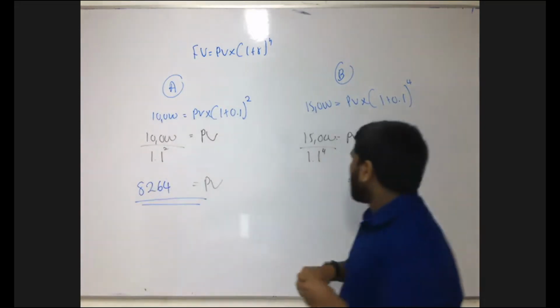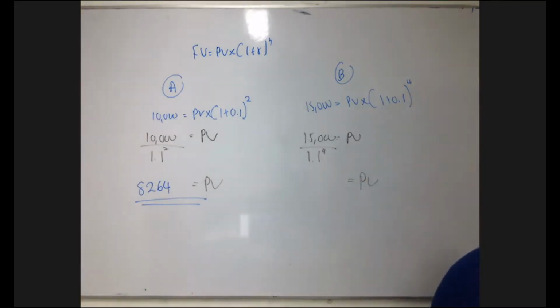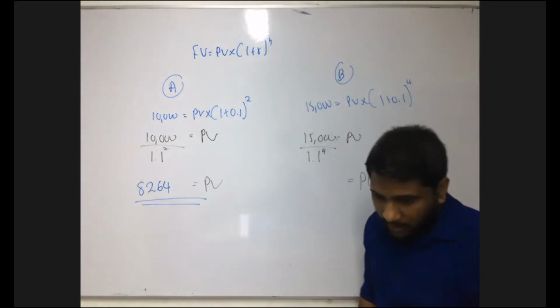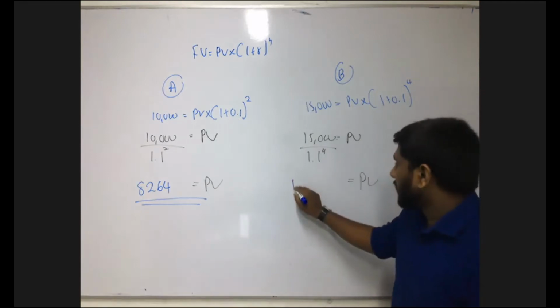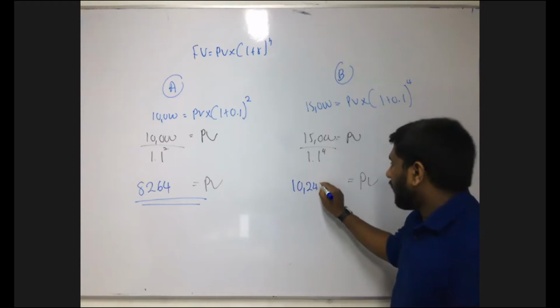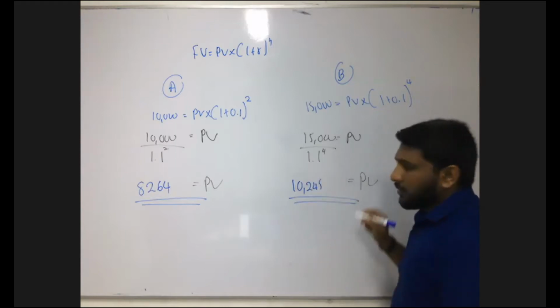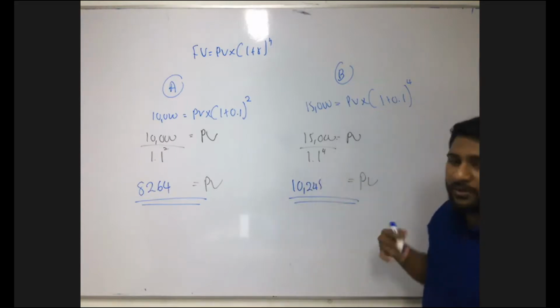Here how much are you getting? 15,000 divided by 1.1 to the power 4. Here you are getting 10,245. Guys, according to these two options, which one is best?